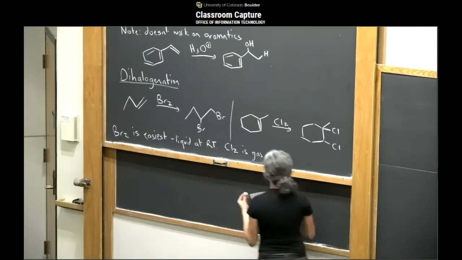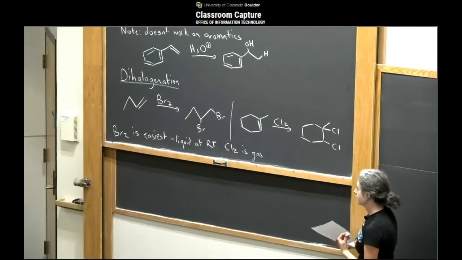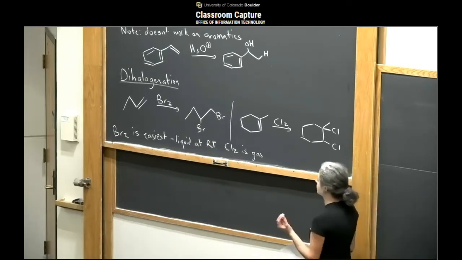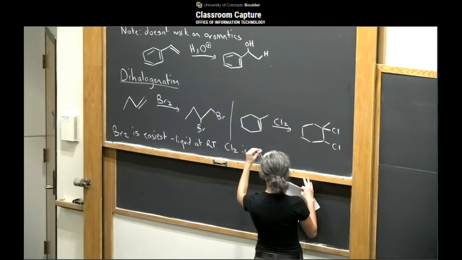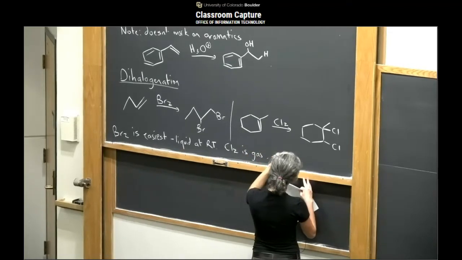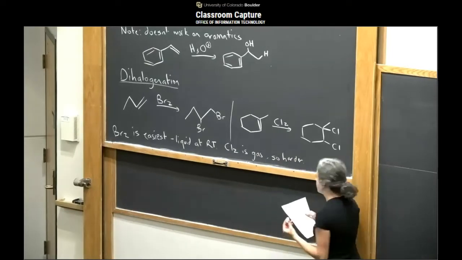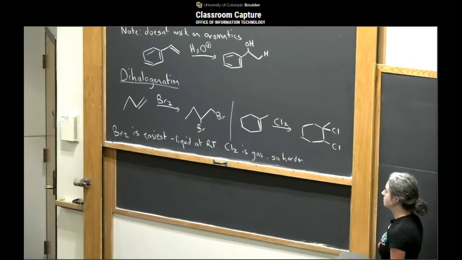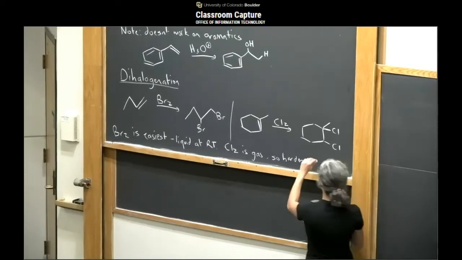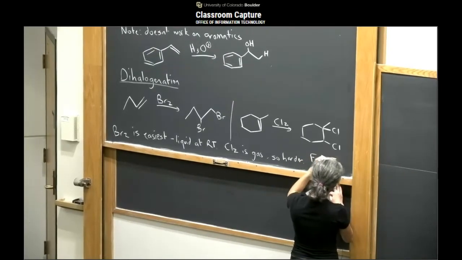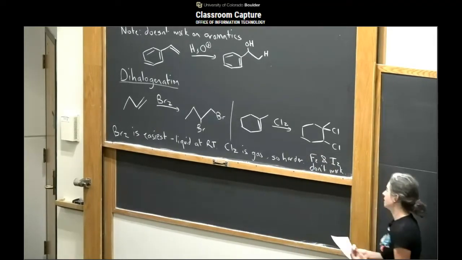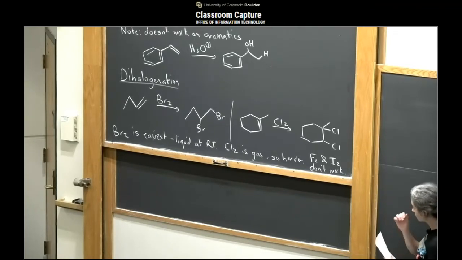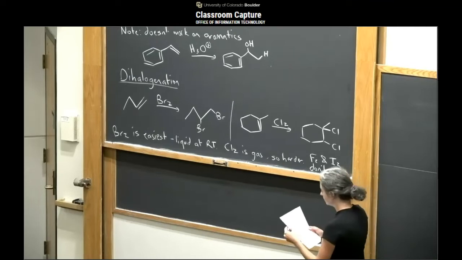So dichlorine, or Cl2, is a gas. It's harder to work with, but you can still bubble it through the reaction mixture and get it to go. It turns out the other 2 halogens, fluorine and iodine, just don't do this reaction as favorably, just because of the way the thermodynamics work out. So we're not going to see this reaction happen with those 2. Okay.